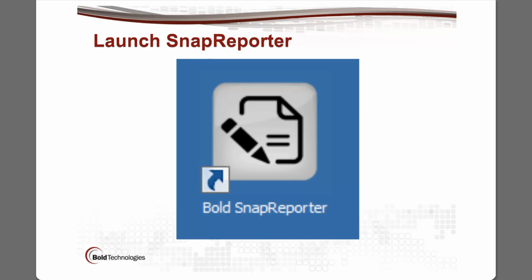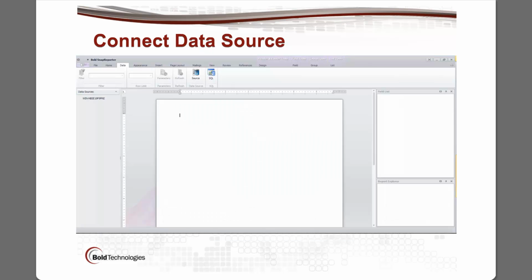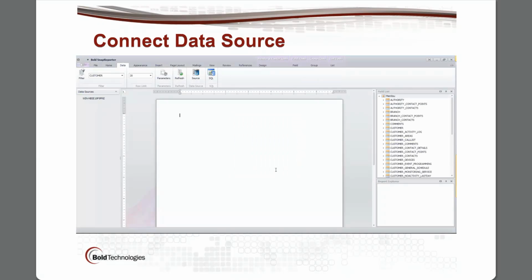First, locate the icon on desktop labeled SnapReporter and double-click. Since we created a data source in part 2, we need to connect to it. If you are not connected to a data source, simply click on the name of the data source on the left and enter your Manitou username and password. As a reminder, you must have permissions to use Supervisor Workstation to be able to log in and begin using the SnapReporter.